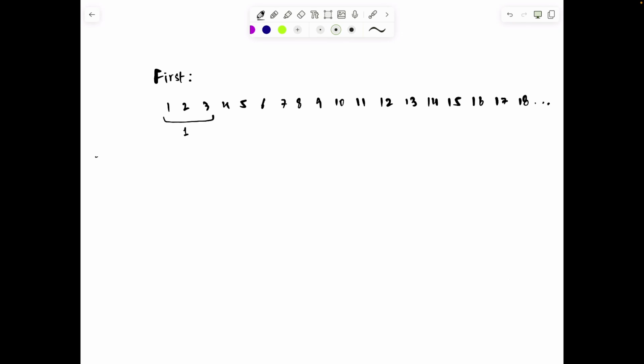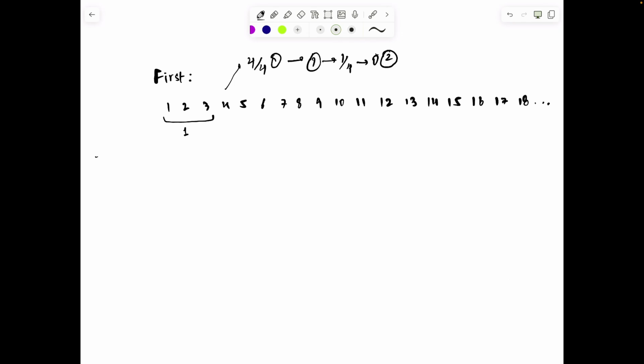But 4 by 4 is 1. So is 5 by 4. 5 by 4 is also 1. 6 by 4 is also 1. 7 by 4 is also 1. 8 by 4 is 2. So to reduce 4 to 0, you'll need two operations, right? First you would do 4 by 4, that's one operation, which will give you 1. And then 1 by 4 reduces to 0. So total two operations.